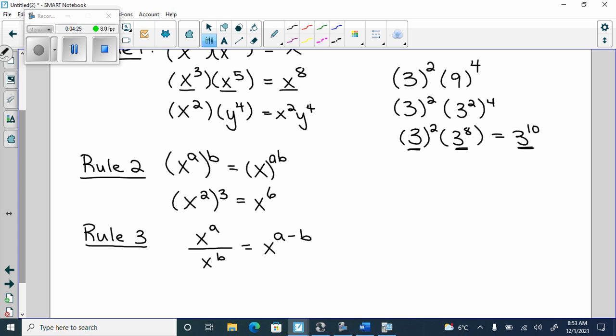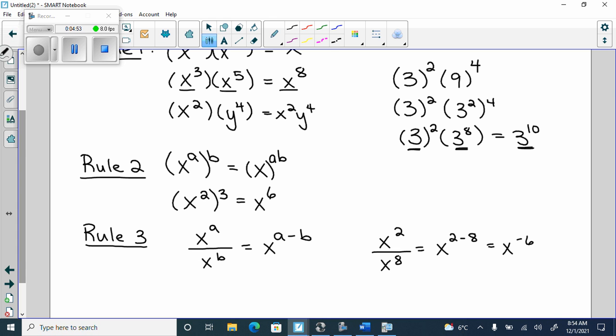Okay. So say I give you x to the 2 over x to the 8. What is that actually? X to the negative 6, because it would be 2 minus 8. We'll get to negative problems in a second.